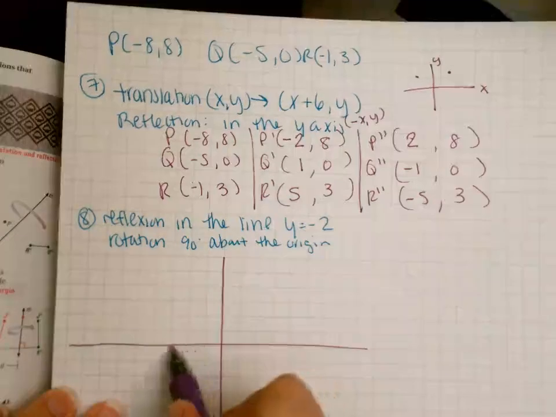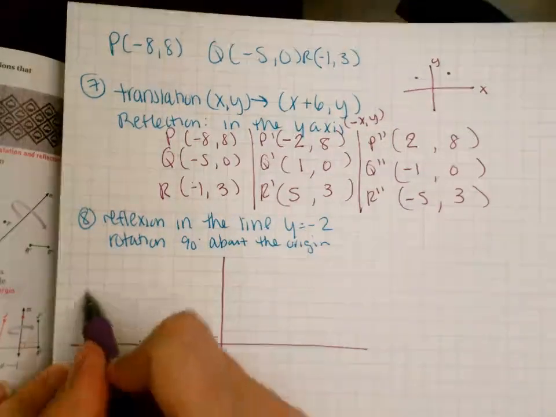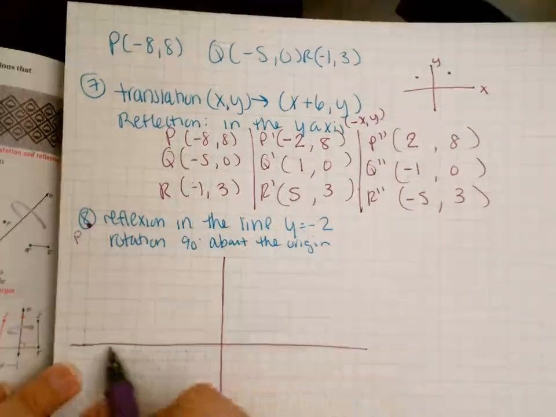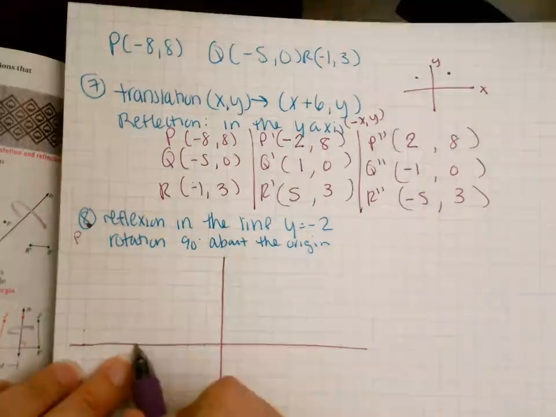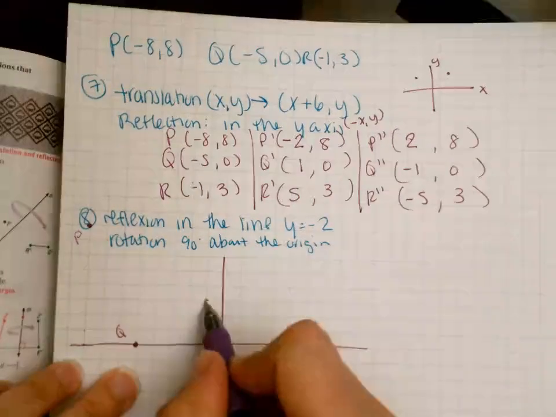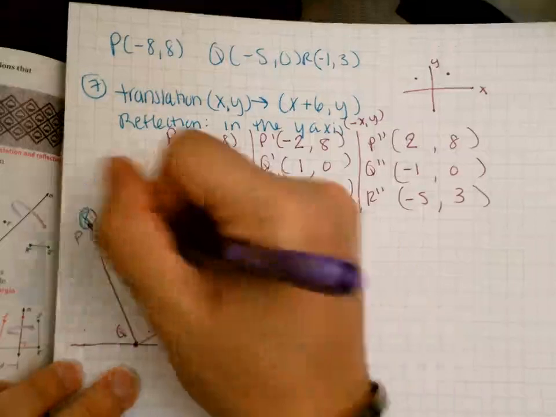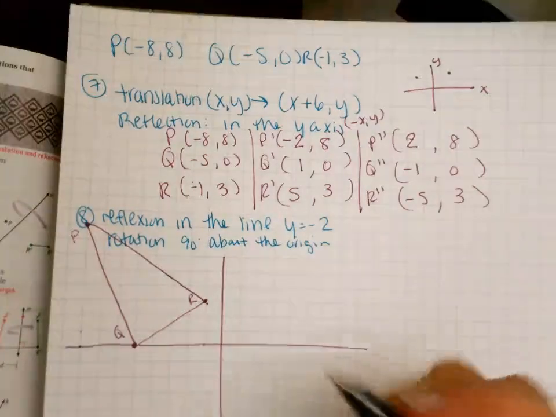P is at negative 8, 8. Q is at negative 5, 0. R is at negative 1, 3. Alright, so we're taking this triangle and we're reflecting it in the line y equals negative 2.